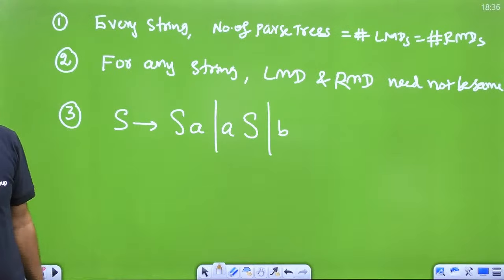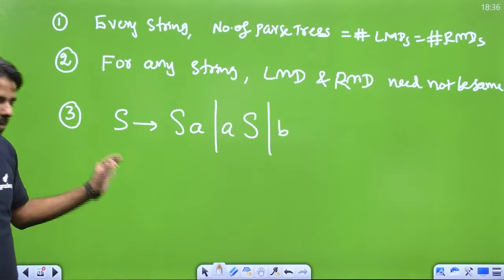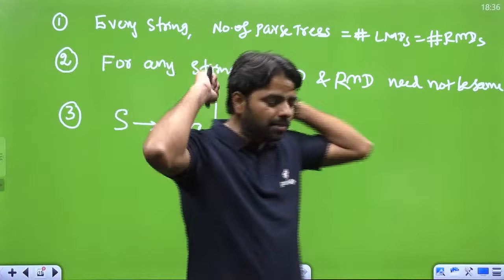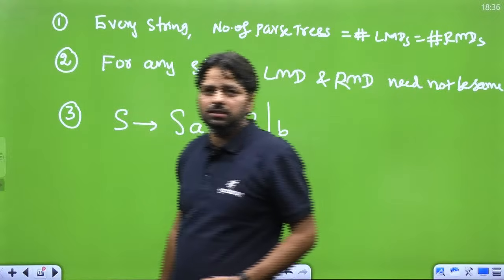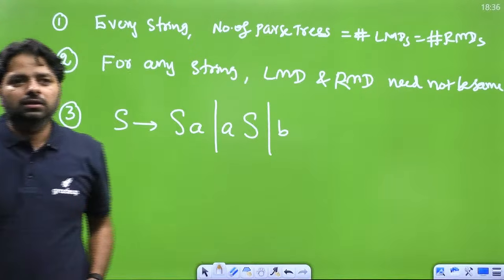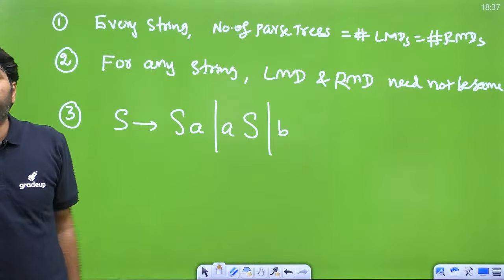And what is this? Quick, what is this? Is it ambiguous or unambiguous without using pen and paper? Without using pen and paper, guys. Is it ambiguous or unambiguous?